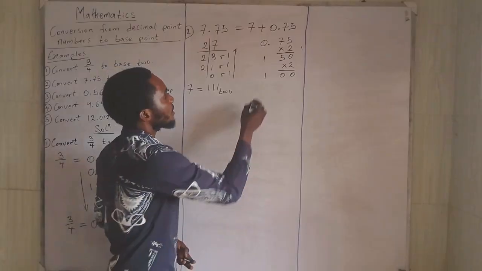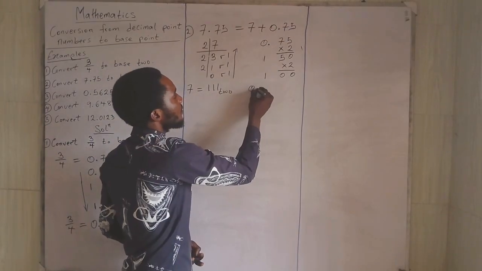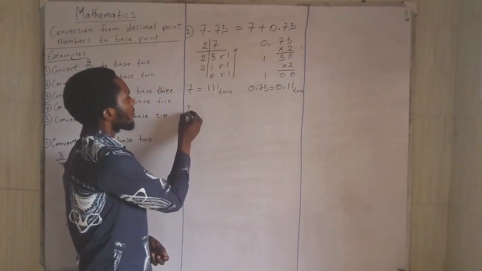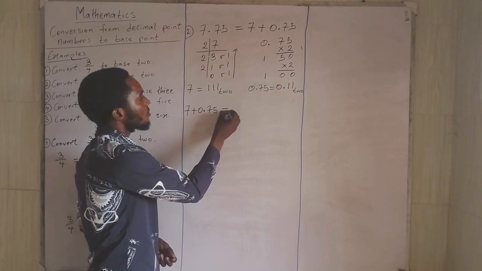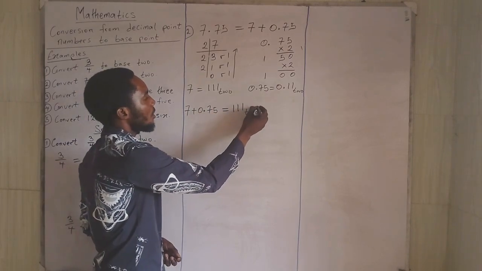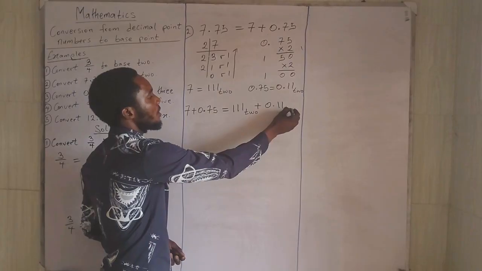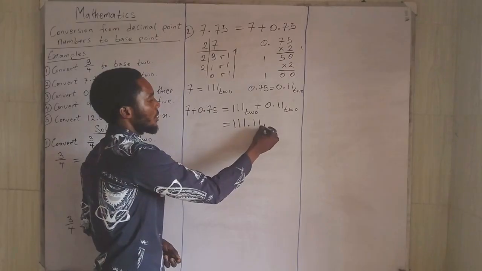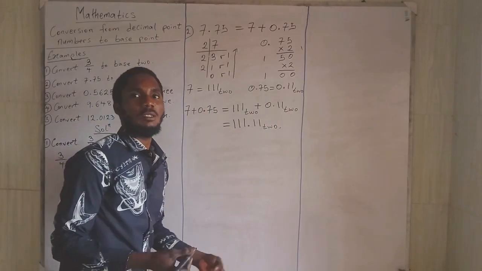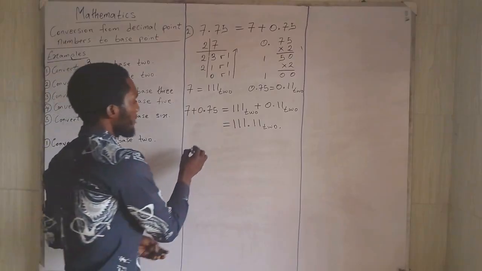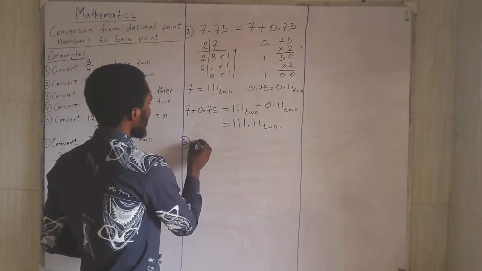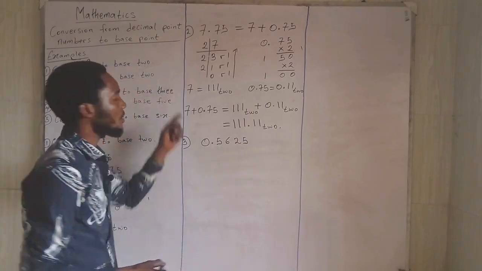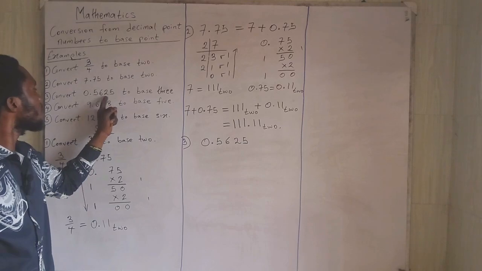Since we have reached 0, that means that 0.75 is 0.11 base 2. So we have 7 plus 0.75 equals 111 base 2 plus 0.11 base 2, and that will be 111.11 base 2. Another example. Convert 0.5625 to base 3. We want to convert 0.5625 to base 3.